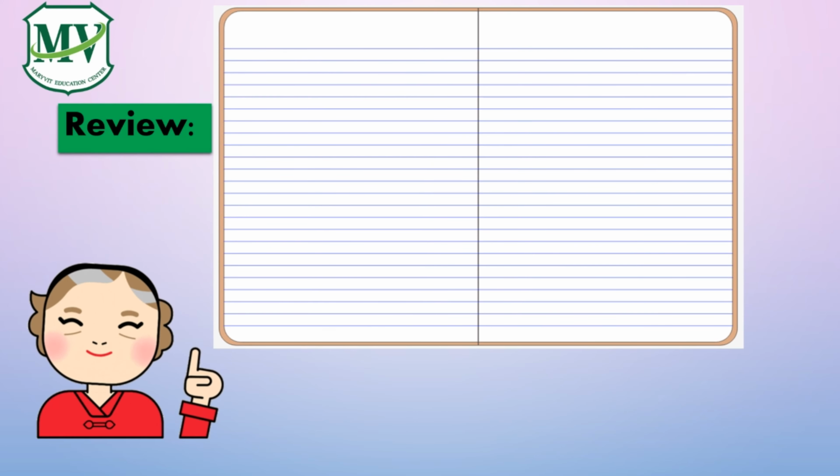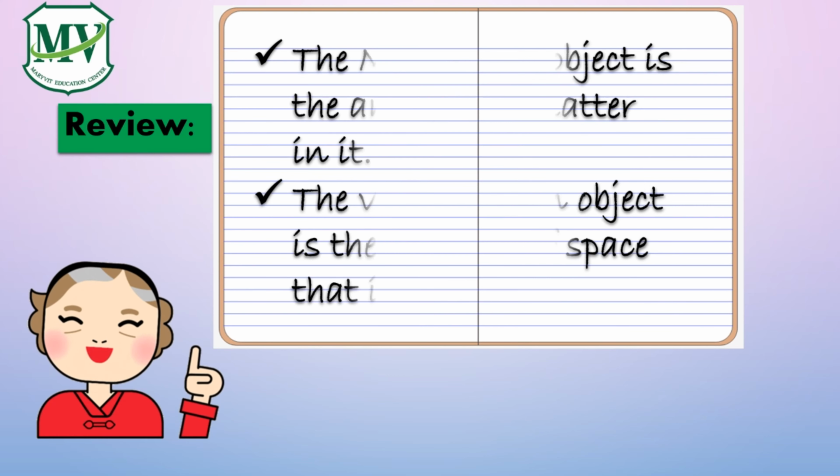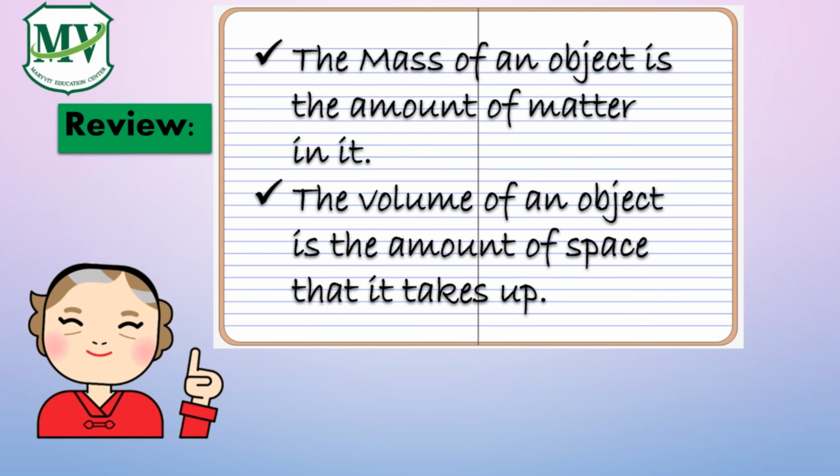To recap what we have learned today about how we measure the mass and volume of matter in different states: mass and volume are two units used to measure objects. The mass of an object is the amount of matter in it. The volume of an object is the amount of space that it takes up.